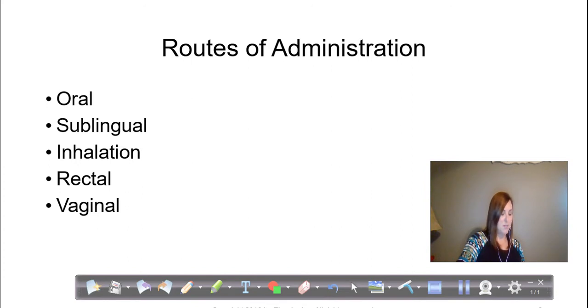So if we talk about oral medications, we all know tablets and capsules can be taken that way. Sublingual: nitroglycerin, it's a medication that's given for chest pain. That is an example of a sublingual medication. There's another, an antiemetic. So one that is an antiemetic is something that's given for nausea and vomiting. Zofran or ondansetron is an example of that. Rescue inhalers like albuterol. Rectal Tylenol can be given that way. Vaginally, estrogens are given, or yeast medications.